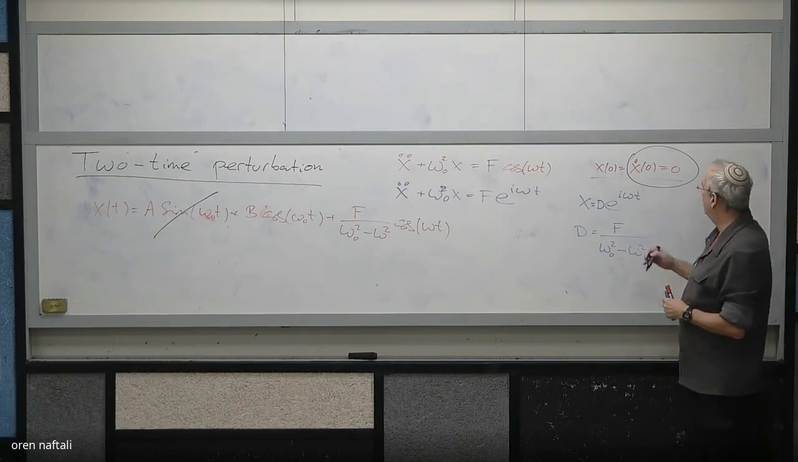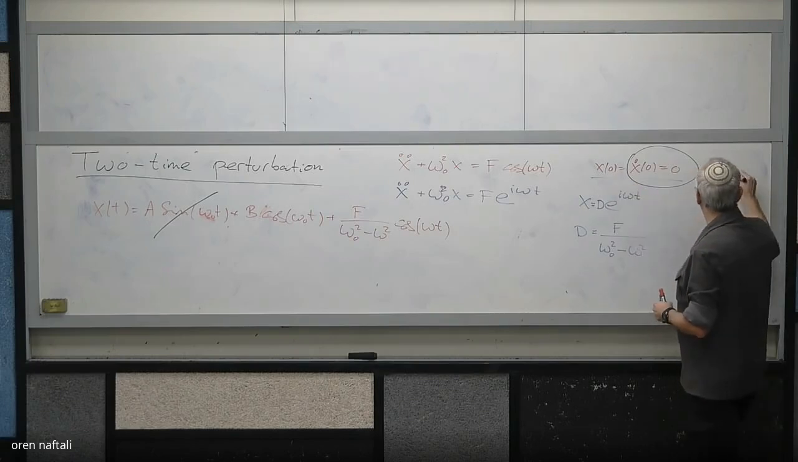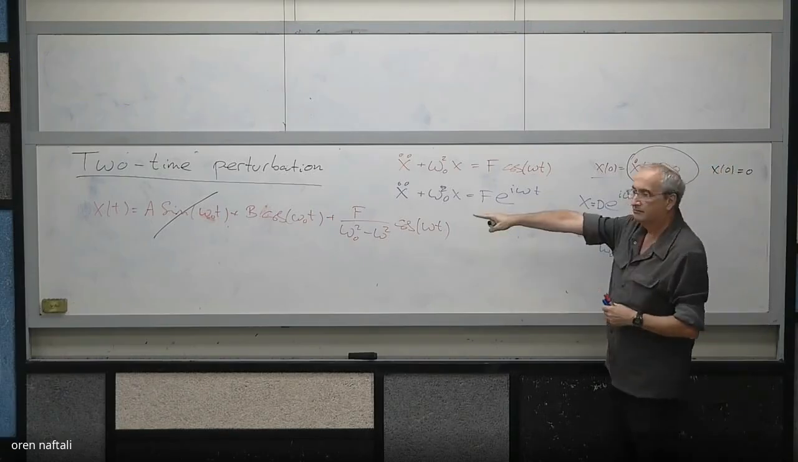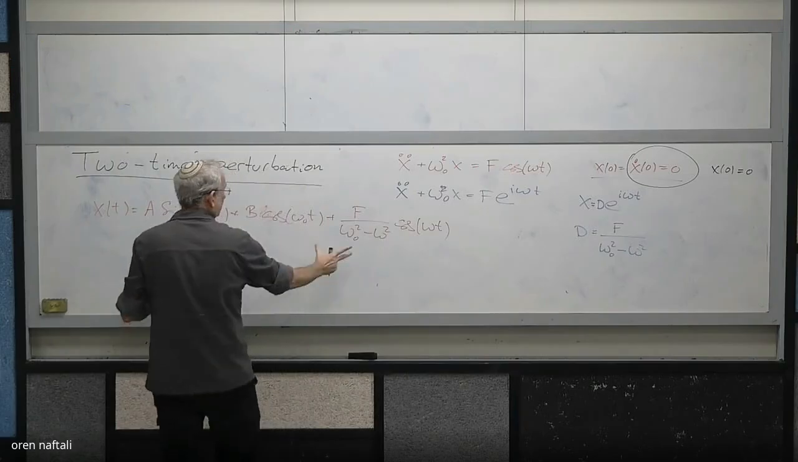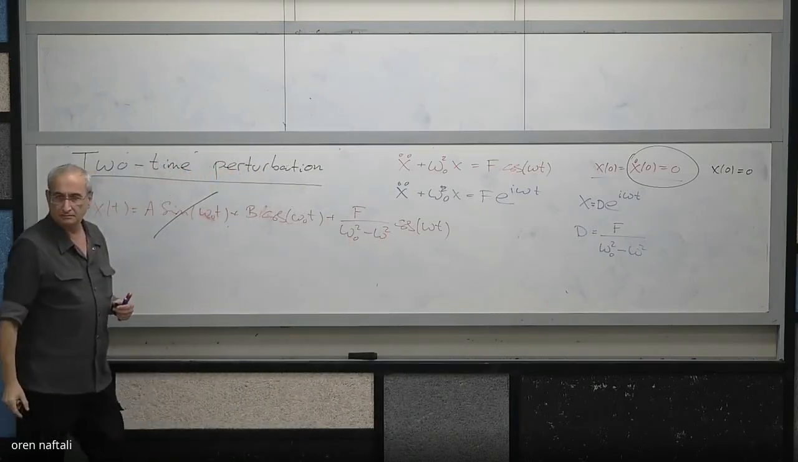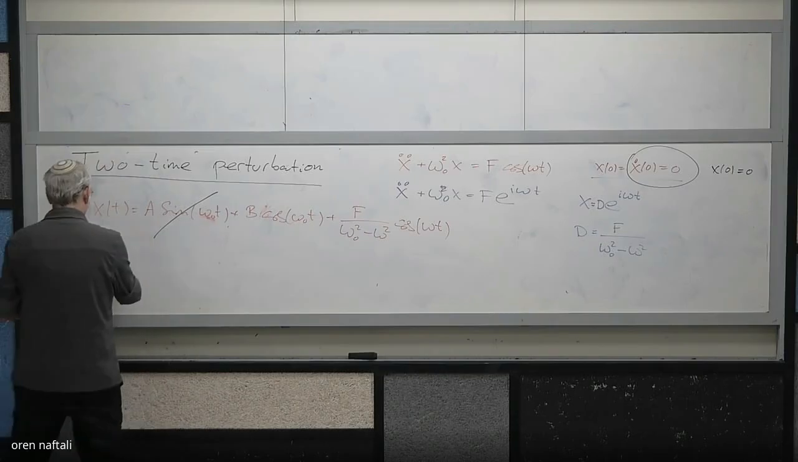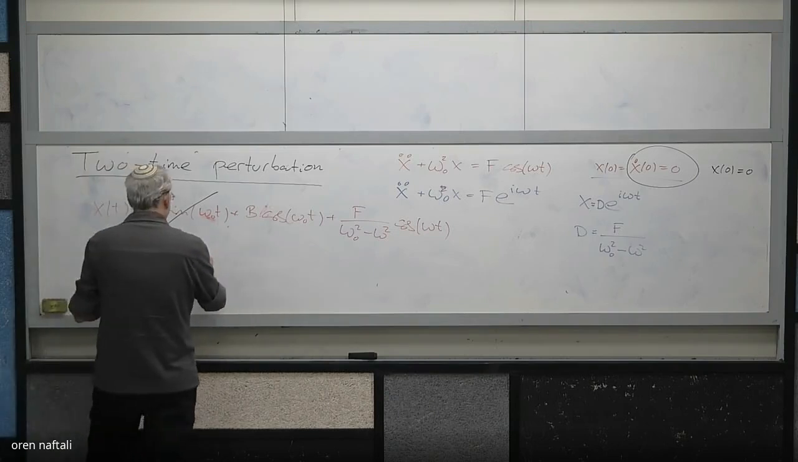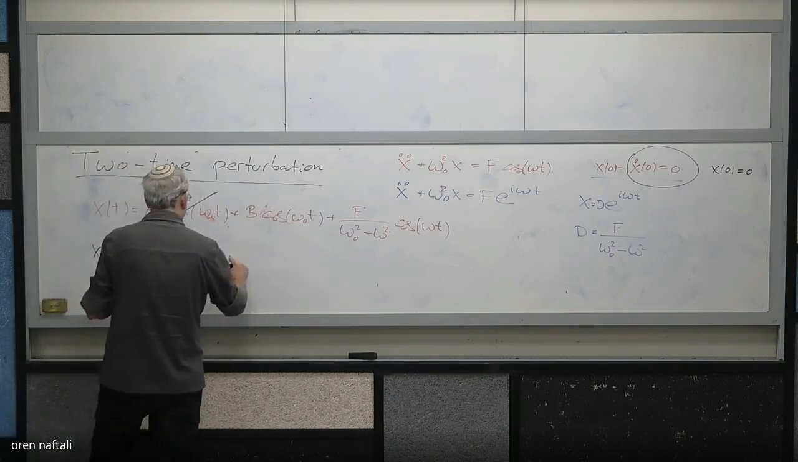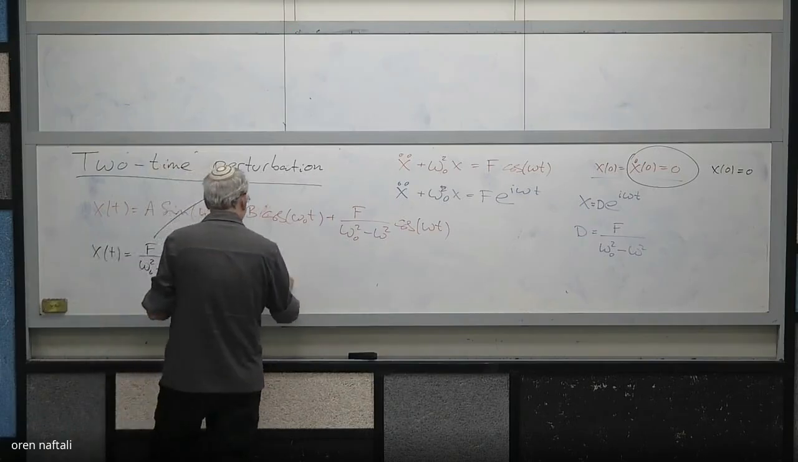Now I have another condition that x of 0 is 0. This will determine B. And clearly, this implies that B must be equal to minus the coefficient of the particular solution. So the solution for the problem with the initial condition is x of t equals f over omega naught squared minus omega squared times cosine of omega t minus cosine of omega naught t, which is this.